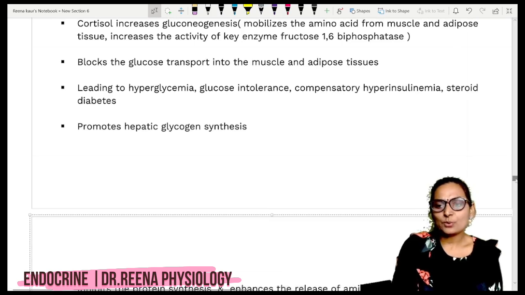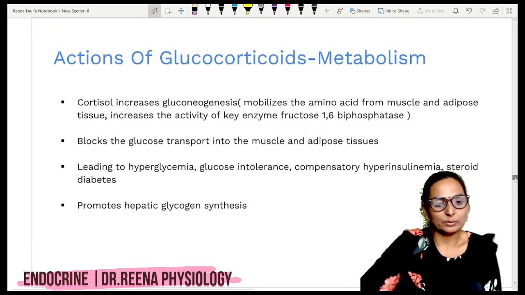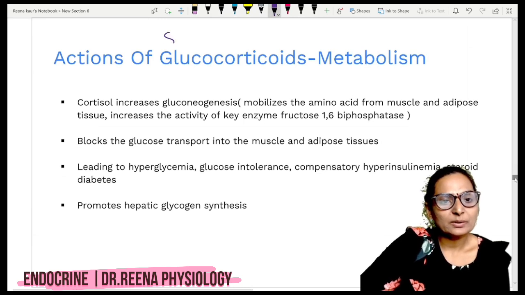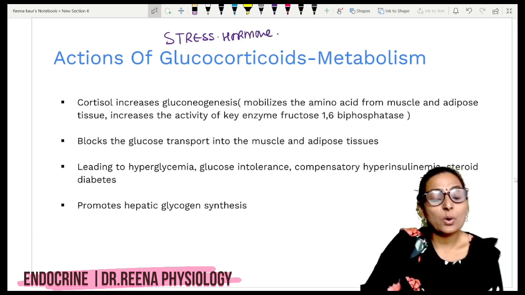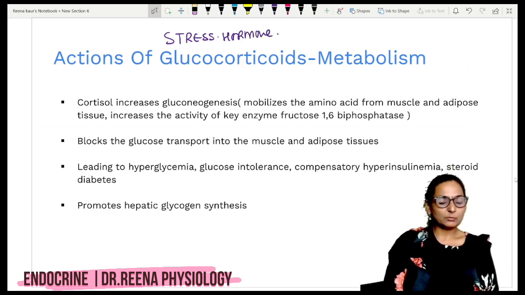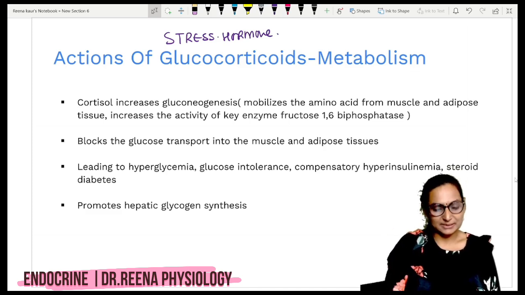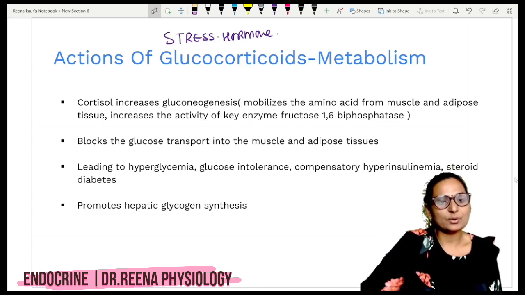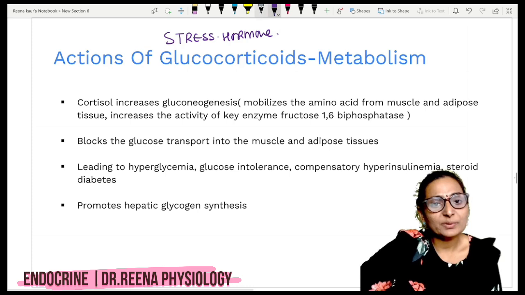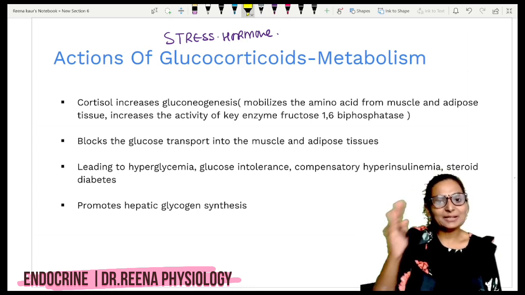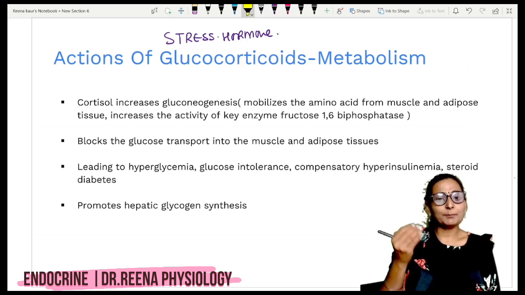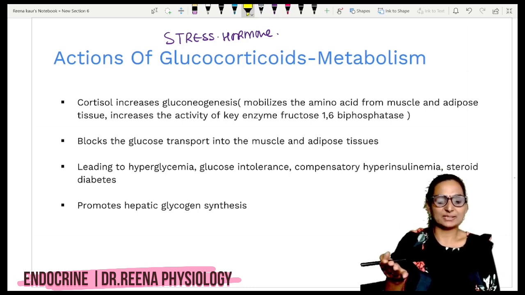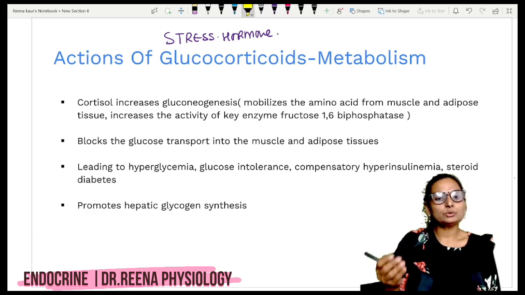Now, cortisol is called a stress hormone, right? Cortisol is called your stress hormone. As I told you, insulin is called the hormone of abundance. It is a hormone which is going to break down everything, so that the body is able to deal with stress and there is an adequate amount of nutrients present.